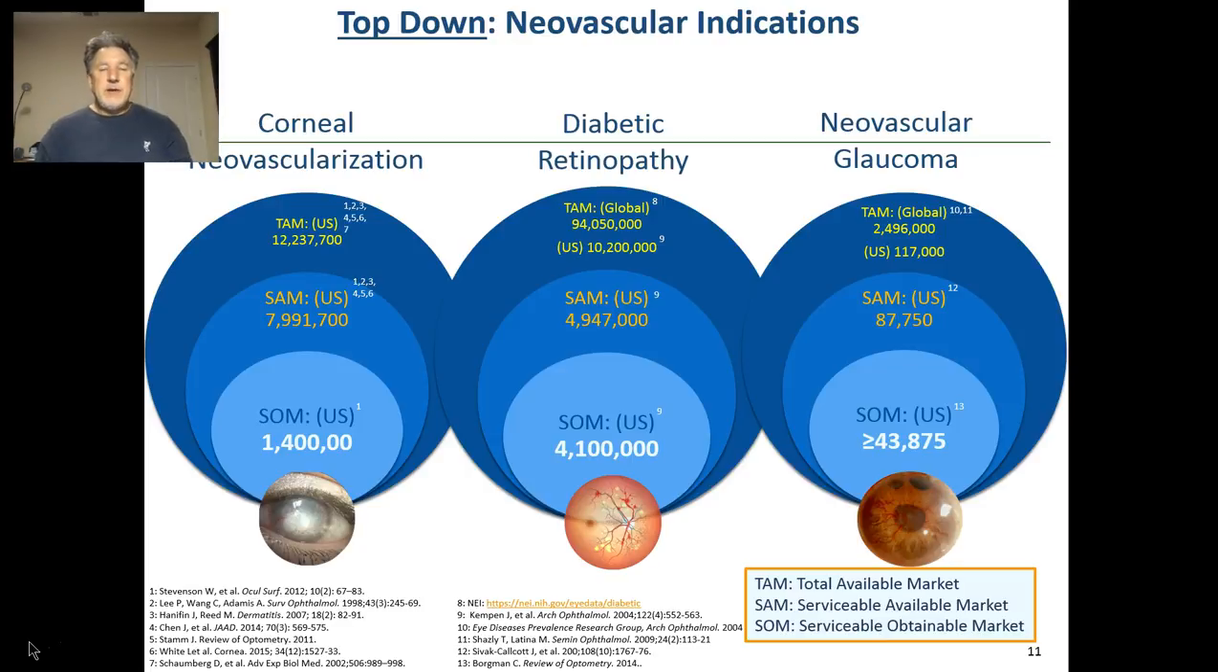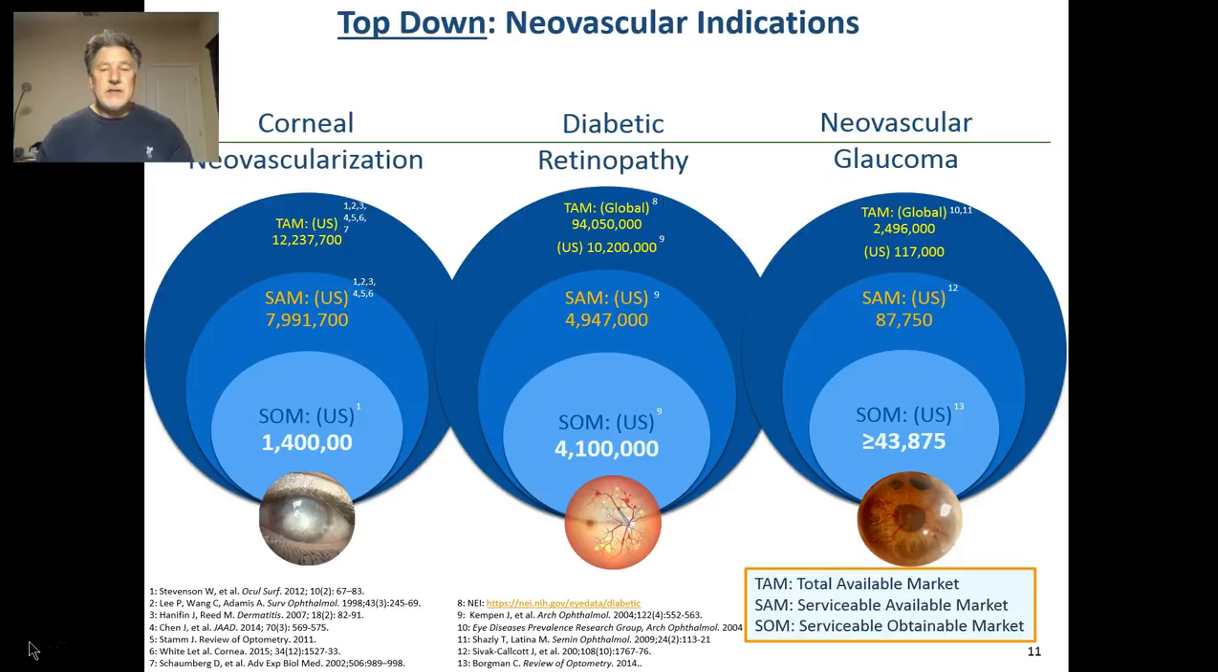And what we do is we have these three pieces, the TAM, the SAM, the SOM. And what that gives you a sense of, and this is done in terms of market size of individual patients, is are we talking about a small market, which may be 1.4 million, to a very, very large market, okay? So that's what we're trying to get at.